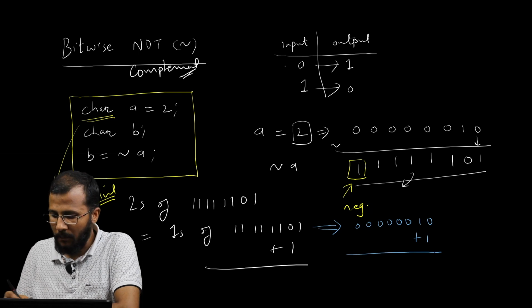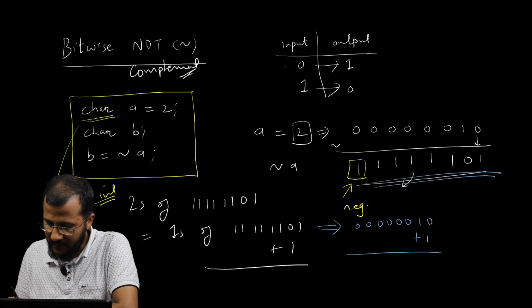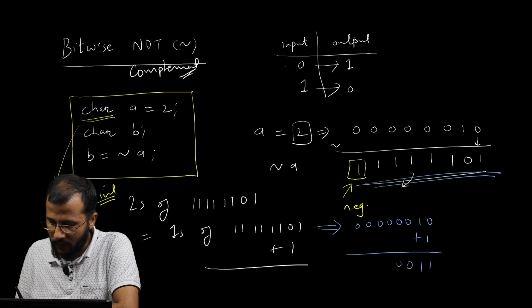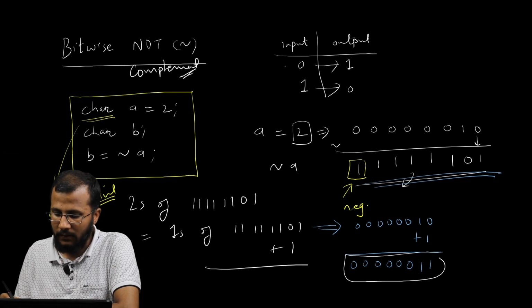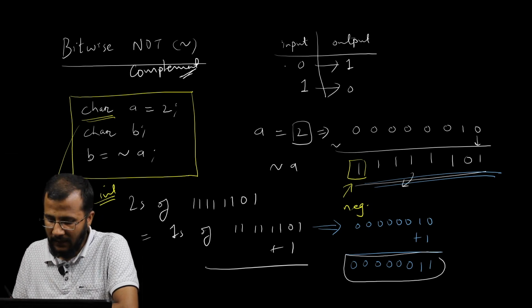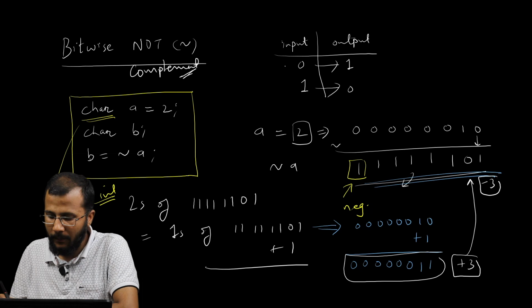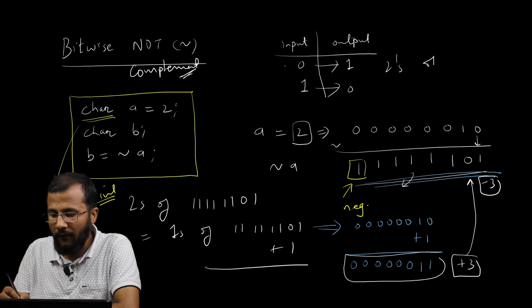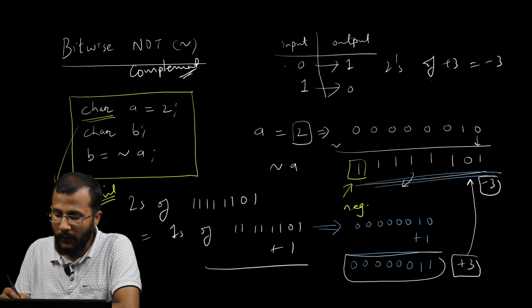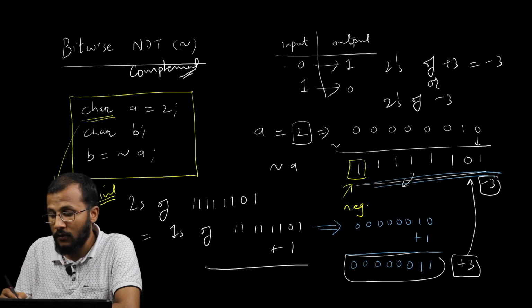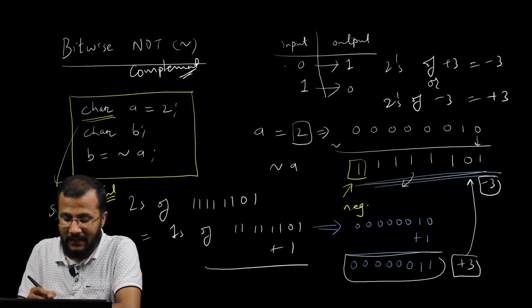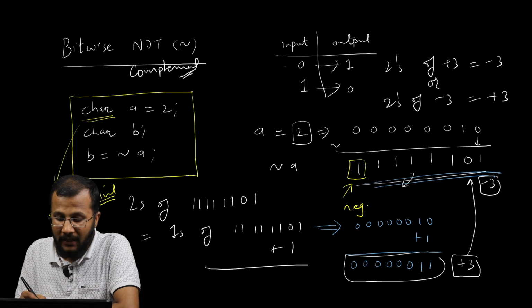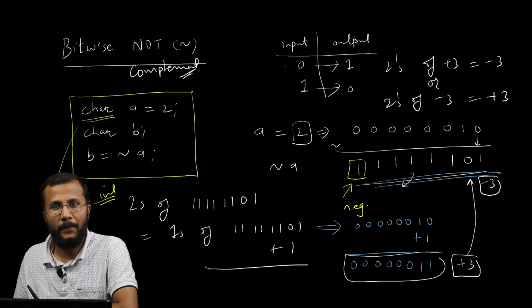So I am trying to find the 2's complement of this entire sequence, and if I add this, 0 plus 1 is 1, and then 6 zeros, right? So this is the 2's complement of this number. Now this is a positive number and I know that this is plus 3. So if this is plus 3, the original has to be minus 3, because we know that the 2's complement of plus 3 is equal to minus 3, or we can also write the 2's complement of minus 3 is also equal to plus 3. So this is as good as minus 3. That means if I do bitwise NOT or bitwise complement of 2, I'll get minus 3 as the output. Okay, this is how it works.